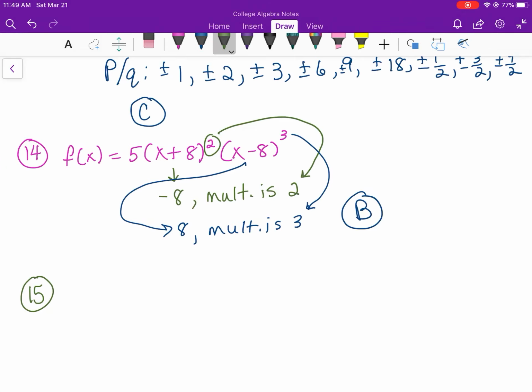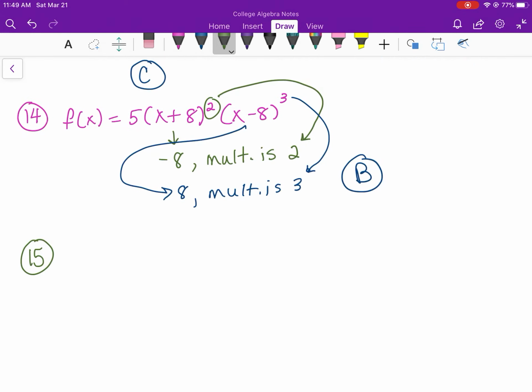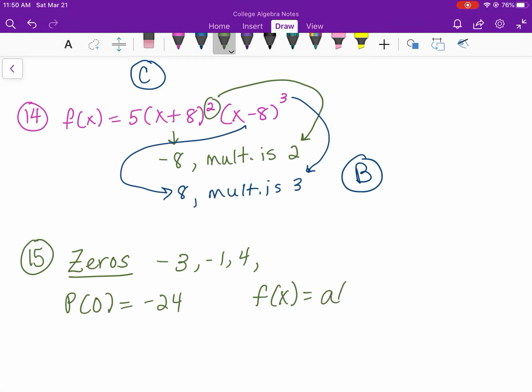Number 15. Find a polynomial of degree 3 that satisfies the given conditions. We have zeros, negative 3, negative 1, 4. We have P of 0 equals negative 24. So remember, with that ordered pair, we're going to have to find our K value or A value, whatever you want to call it. It's the shrinking and stretching factor. So we're going to start off by building our polynomial. We're going to put that A in front. Each 0 gets a factor.